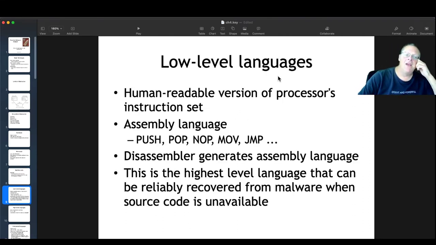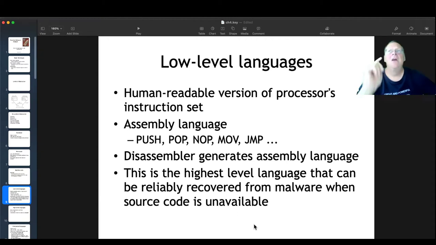So low-level languages are human-readable versions of machine code, and that's assembly language, with commands like push and pop and NOP for no operation and move and jump. So that's what disassemblers create, and this is the highest level language that can be reliably recovered from malware in principle, although some decompilers actually try to build it back into readable high-level languages, and that's what Ghidra does. And IDA Pro will do that if you spend about $5,000 on the optional modules.